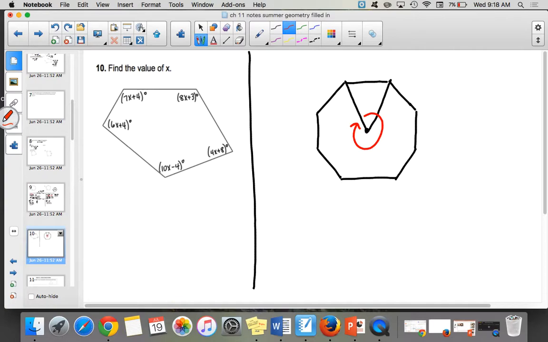360, right? How many of those central angles will I have that will all be the same? So if I drew these in, how many would I have? I'd have 8 because I have an octagon, right? So if I wanted to find one of those central angles, I do 360 divided by 8. And I get 45.